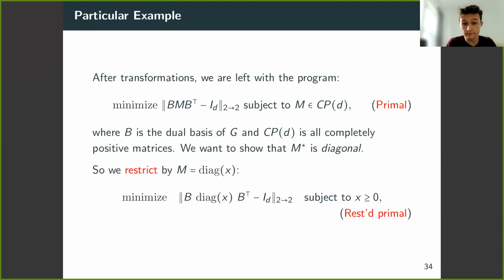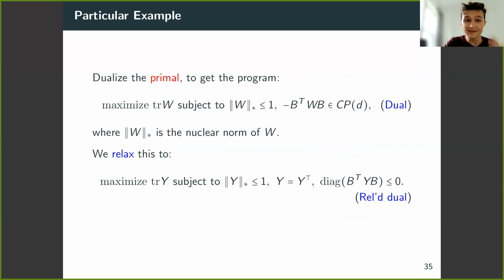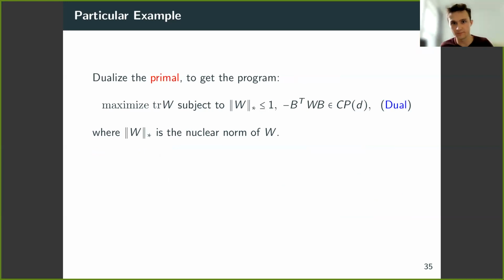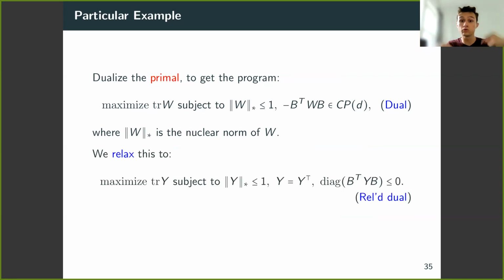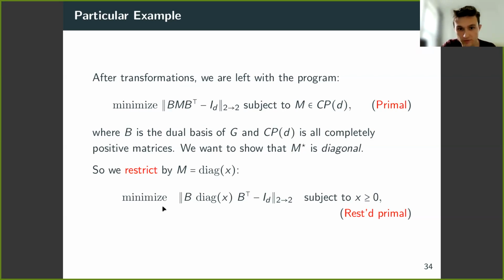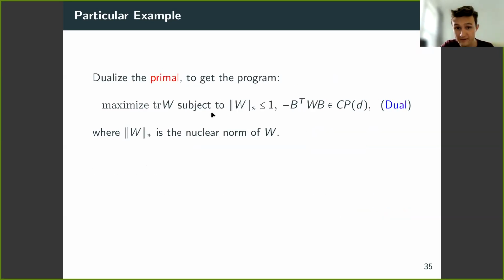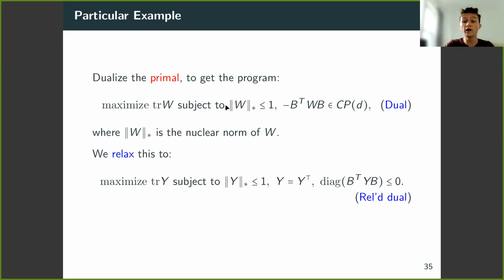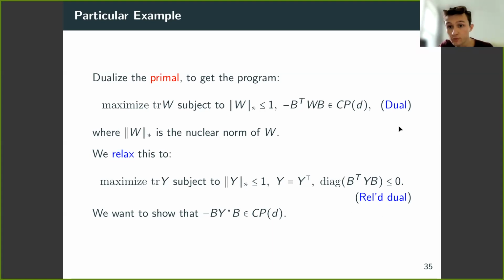So what we could do is restrict it. We could say, okay, let's restrict to our optimizer being diagonal, and see if we have the same value. And this is hard to show. Instead, what we can do is dualize. This turns out to be the dual of the program. It looks disgusting. And then we can relax it, in the corresponding way, to have the diagonalness. We can look at the dual of this, and that's going to be a relaxation of this. And then what we need to show is that the optimizer of the relaxed dual is also an optimizer of the dual.